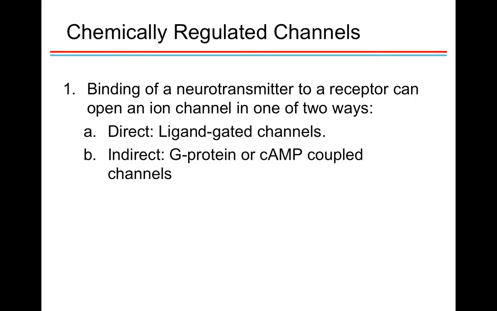The second mechanism is indirect, and this involves a transmembrane protein being a receptor for the neurotransmitter, and then the activation of a G protein or cyclic AMP activated channels. That would be a second channel that would be activated indirectly by the neurotransmitter binding the receptor. So there'd be a minimum of two proteins involved, one to be the receptor for the neurotransmitter and a second one to be the ion channel.